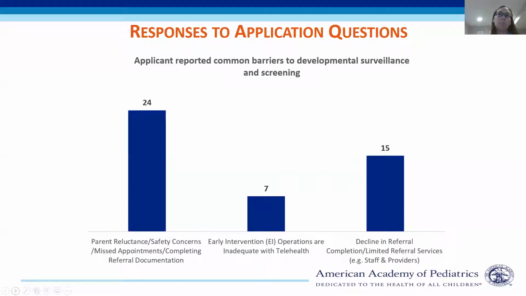And there were also reported barriers for declines in referral completion and limited referral services available. Applicants noted a shortage of staffing for therapy services such as speech therapists and many wait times across other referral agencies, which also resulted in decline for patients really completing that referral process. Many other therapy services were also closed due to the pandemic. So across all of these, I think you can see that referral and referral follow-up has really been a challenge.